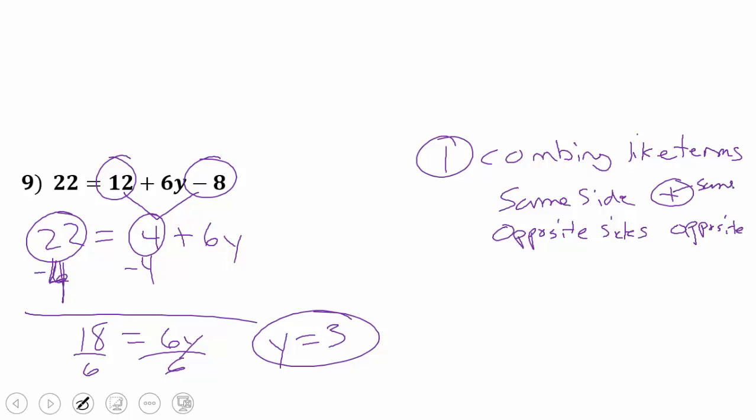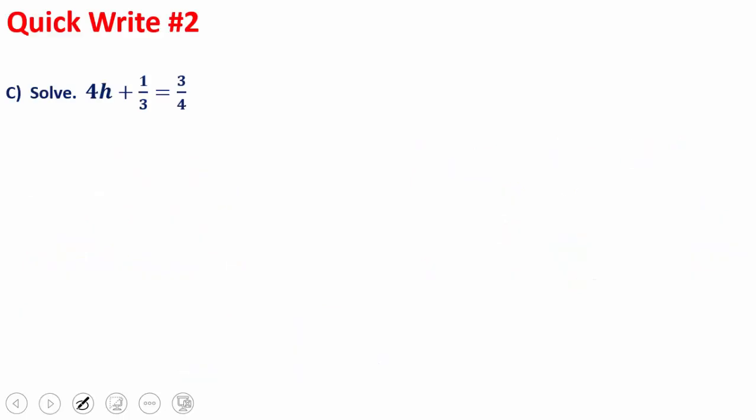All right, and also our other way is we eliminated the fraction. Made it simple. We're making it simple because we're simplifying first by combining like terms or eliminating the fractions. All righty, your next quick write.